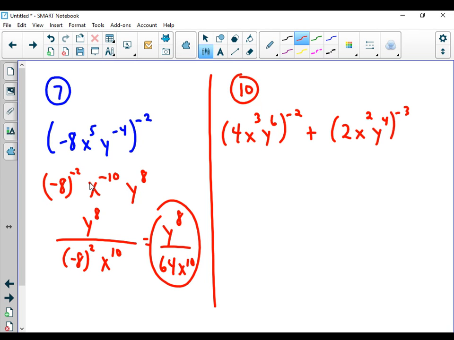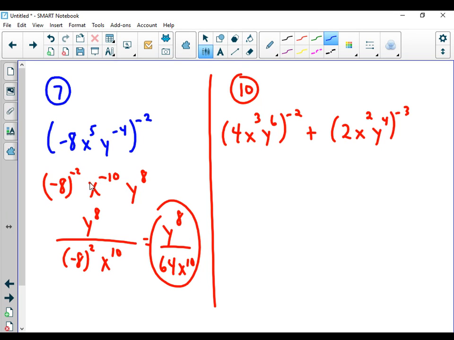So this would be our simplified expression, y to the 8th over 64, x to the 10th. So just be careful. If it has parentheses around it, make sure everything in the parentheses gets that exponent. So that same idea pops up on number 10. We want to make sure all of those things get that exponent, in this case, -2.